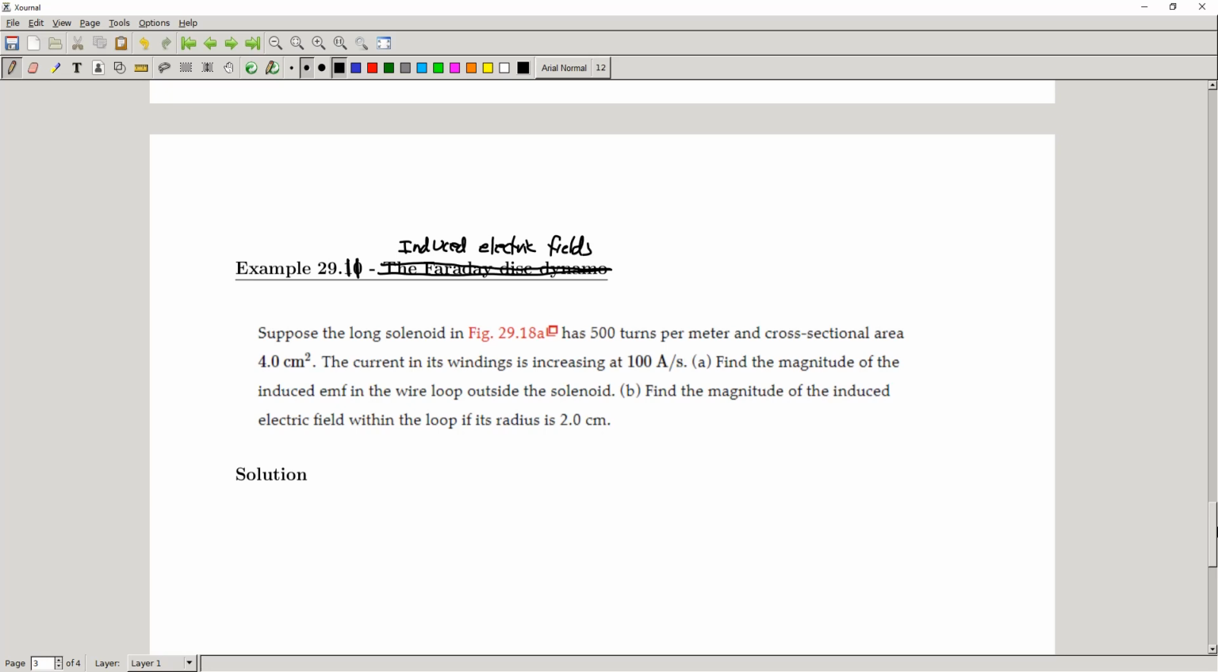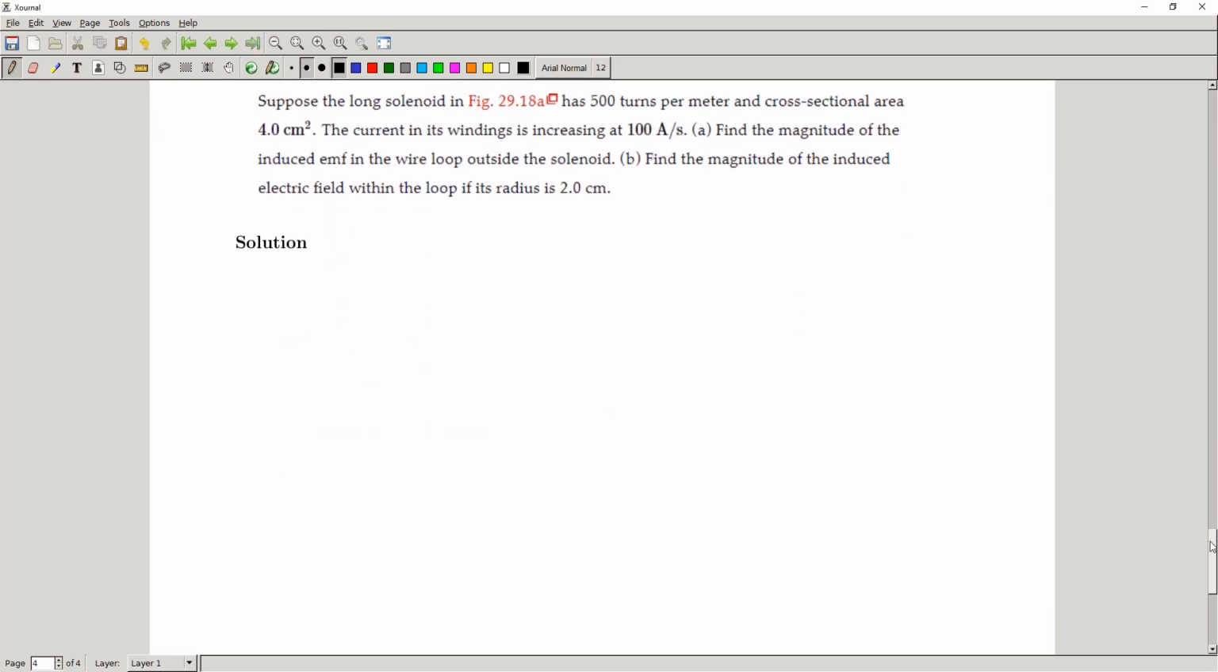In part A, we want to find the magnitude of the induced EMF in the wire loop outside the solenoid. Then in part B, we want to find the magnitude of the induced electric field within the loop if it has a radius of 2 centimeters. We're going to take a look at both of those. I have some numbers worked out for this, so let's hope that they work out. So in part A, what do we have going on? We are looking for the magnitude of the induced EMF, right?